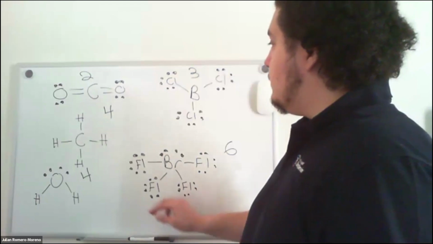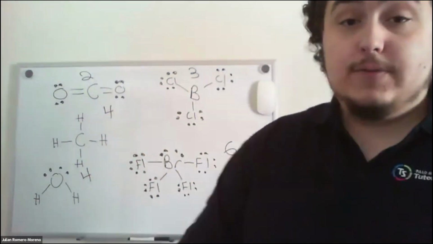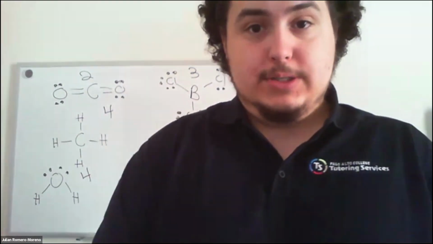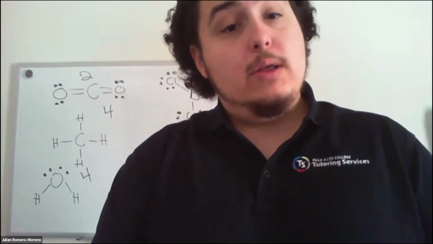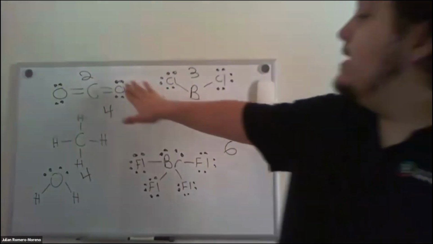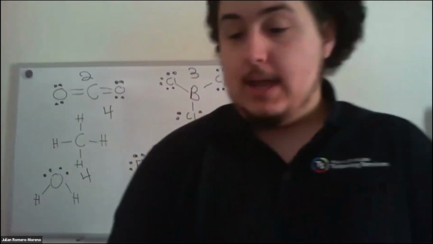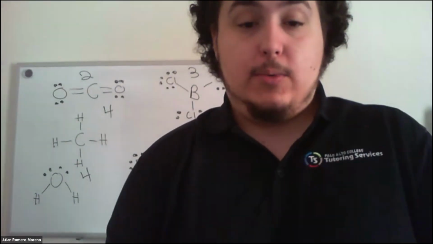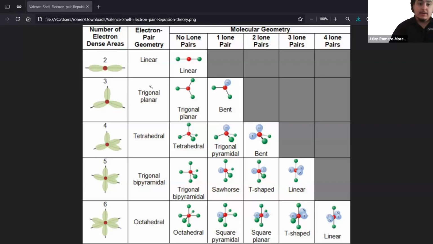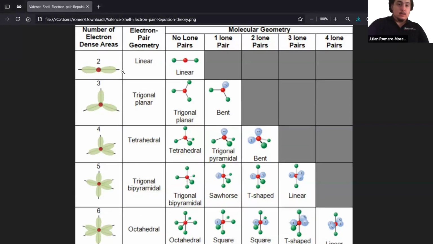Now, if we were to look at all of these from a pure electron geometry standpoint, they would all be based on the number alone. I'm going to show you a quick graph. So let me share the screen so you can see this. Here we go. Now, if you look right here, the 2 would be linear. Oh, you can't see the board.